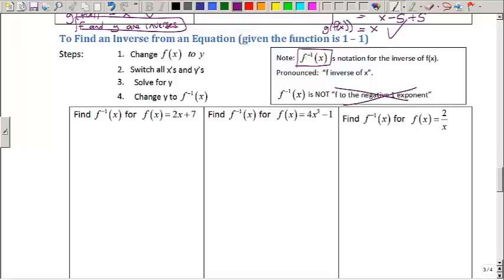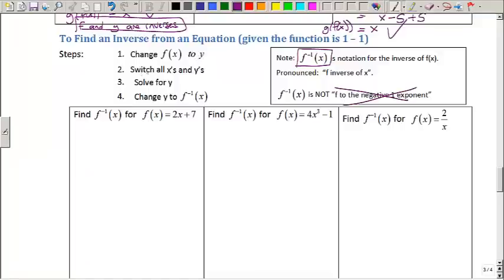This is just a notation saying, hi, I'm the inverse of f. That's what this little f and the -1 up here means. It does not mean a -1 exponent. It means f inverse. So let's look at our steps. The first step says change f of x into y, so it's easier for us to manipulate.